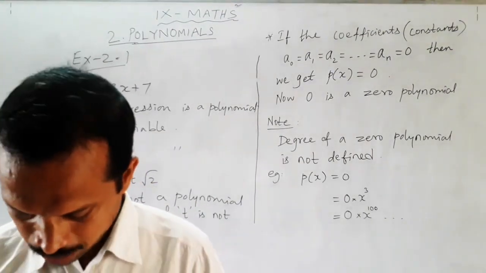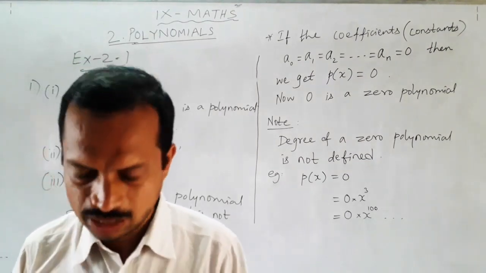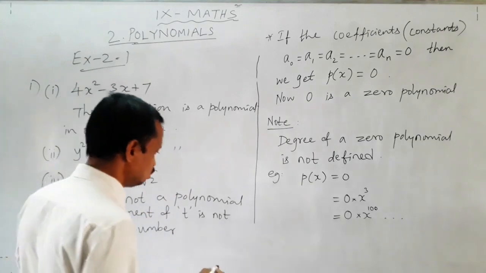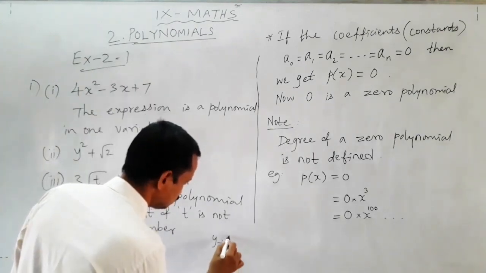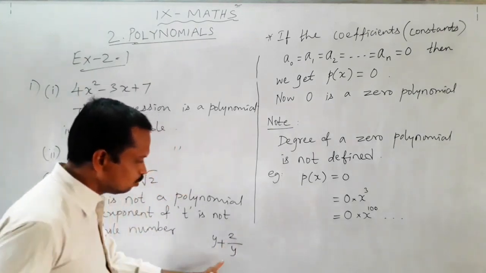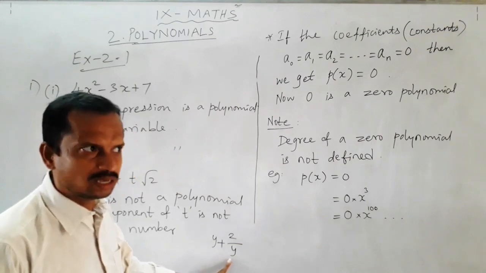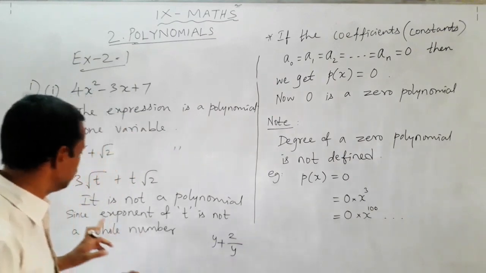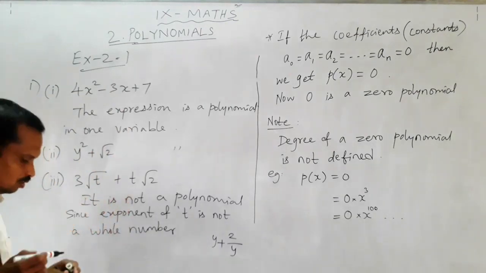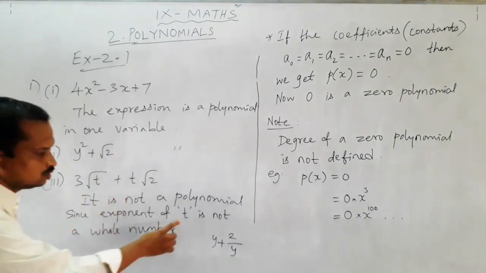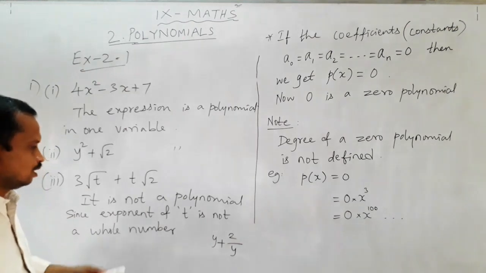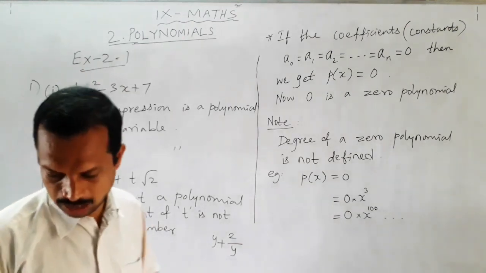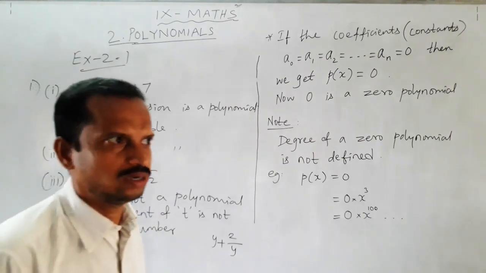understand all these things. Just orally I will tell you, take as homework. Option 4, y plus 2 by y. Here 2 by y means y is in the denominator, therefore y power minus 1 will come. So here also the same answer you have to take. It is not a polynomial since the exponent of the variable is not a whole number. The same answer you have to write for this. Here the variable is y, but the exponent is not a whole number.